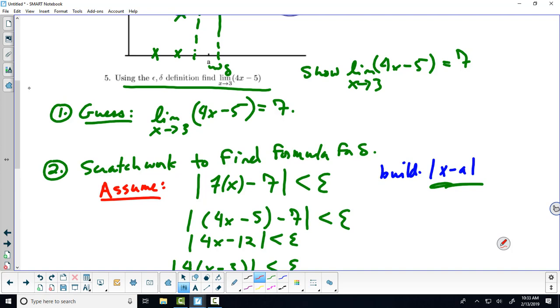Or you could use a calculator and plug in tiny numbers, and you'd get 6.999, and you say, I think the answer's 7. But now we've actually proved it. This is how we know that the answer's 7 and not 6.99999 or something like that.